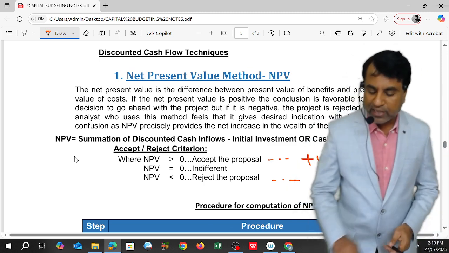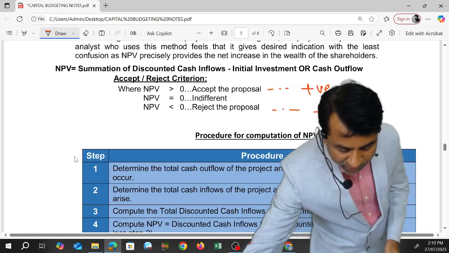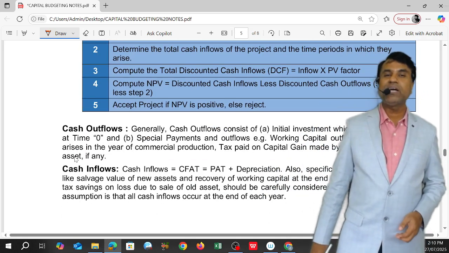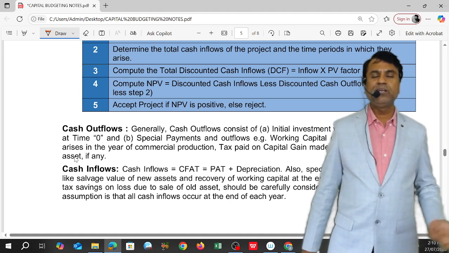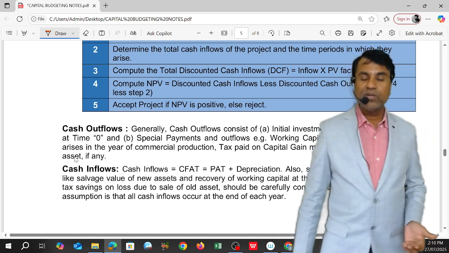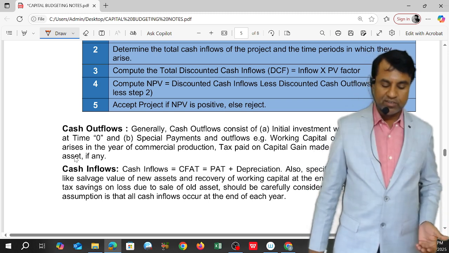And I was telling you that when we are talking about inflow and outflow, there are a few things we need to remember here. When we talk about cash outflow and cash inflow, the method may be any, non-discounted or discounted. Now when we talk about cash outflow, what are the things to be considered here?